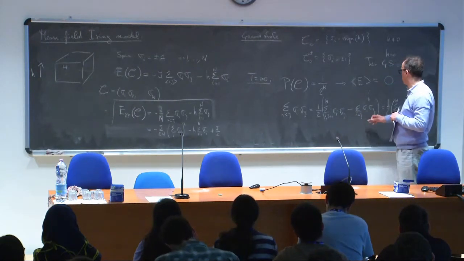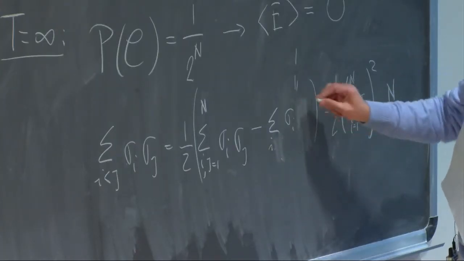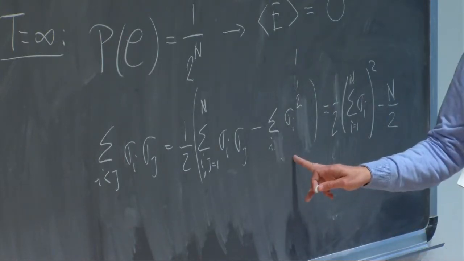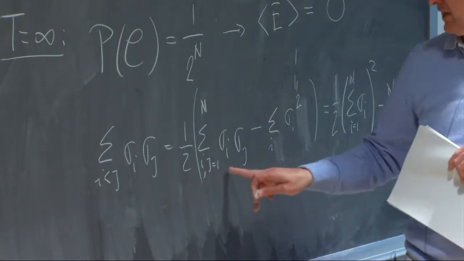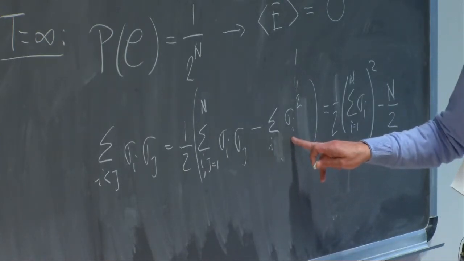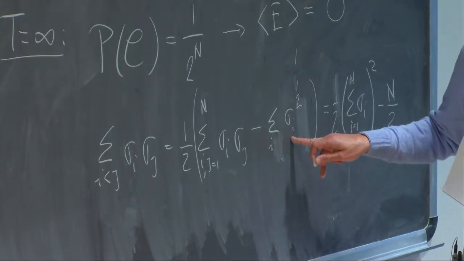Here I'm writing, so I could write this like this, okay? So the diagonal term in this sum is the sum over i of sigma_i squared, and sigma_i squared is equal to 1. Okay?